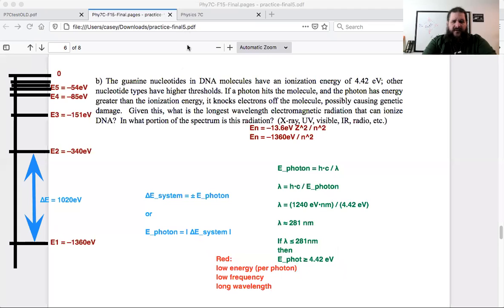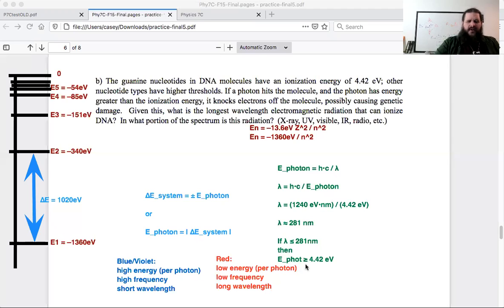On the other end of the spectrum, blue-violet light is high energy per photon, high frequency, and short wavelength. And this photon we're dealing with here, 281 nanometers, is even shorter wavelength. So this is going to be all the way to the violet end of the spectrum and beyond. So we would call that ultraviolet light. Or maybe even more so.